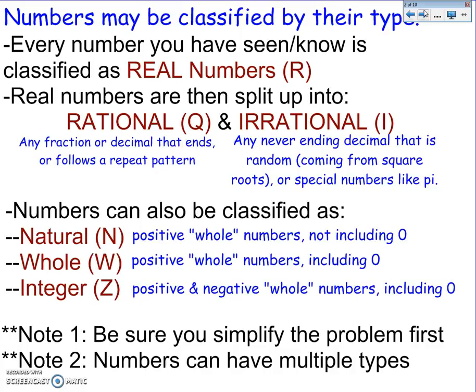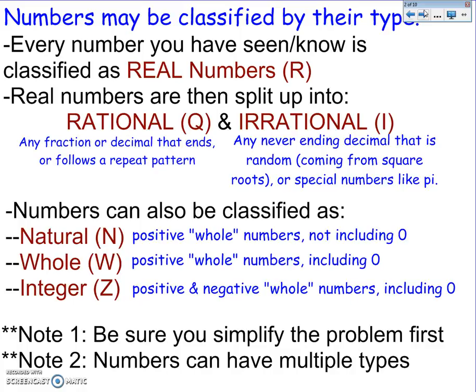Also, numbers can be classified as natural, which is N, whole, which is W, or integer, which is Z. Natural numbers are basically positive whole numbers, but they don't count zero. Whole numbers are basically the positive whole numbers, including zero. Integers are positive and negative whole numbers, including zero.